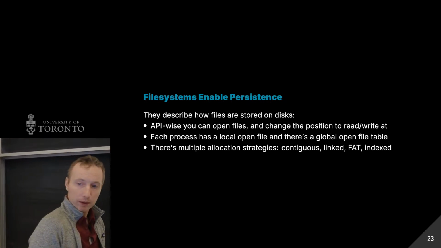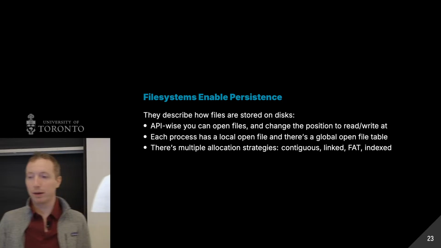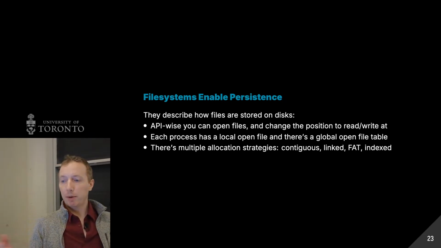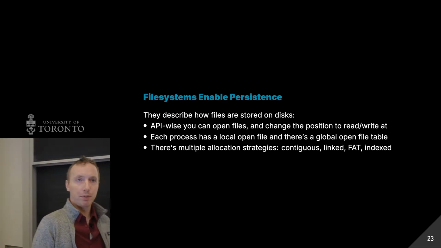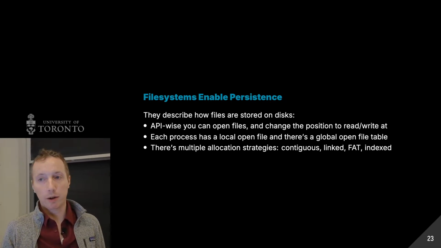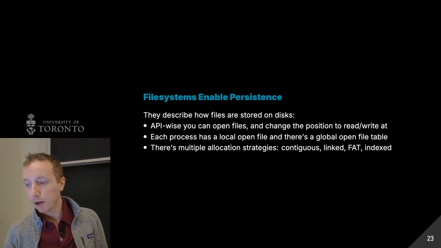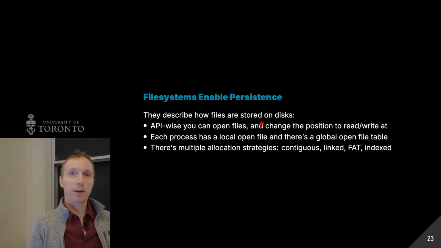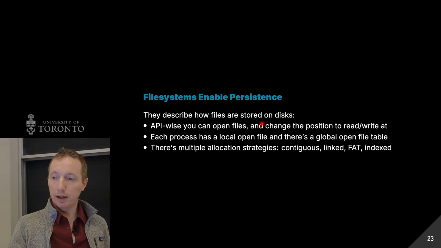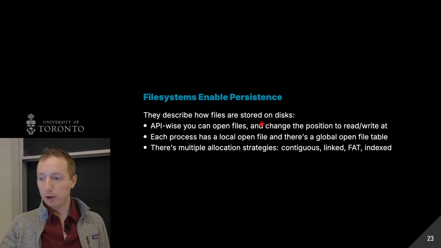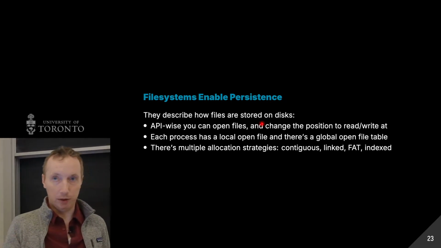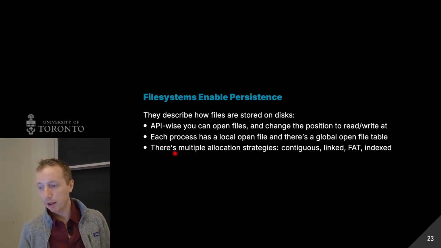So then we talked about file systems, how they enable persistence, and describe how files are stored on disk. API-wise, we can open files, change the position to read and write at, and we talked about the global open file table, what file descriptors actually point to. So each process has a local open file table. The file descriptors are basically just an index into this table. All the entries point to a global entry. So that's why if you fork, the position would be shared. So weird things might happen.